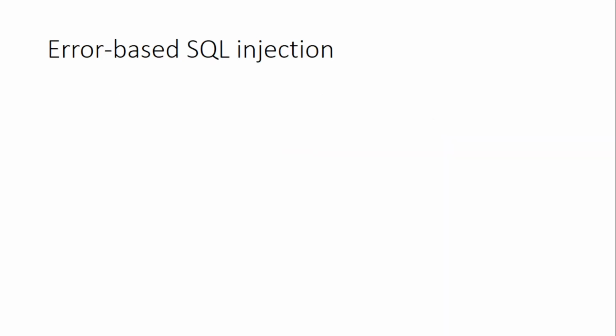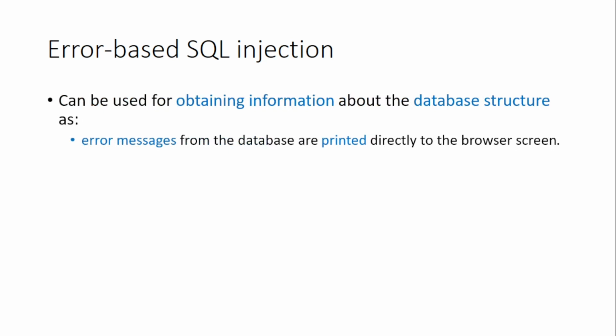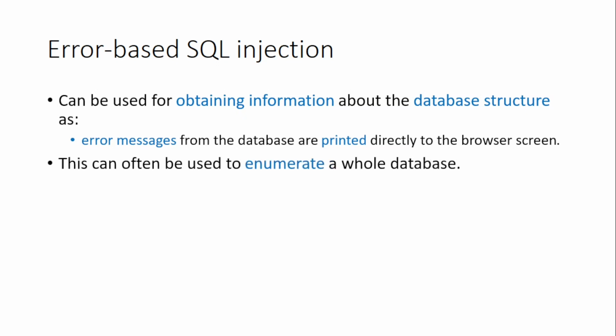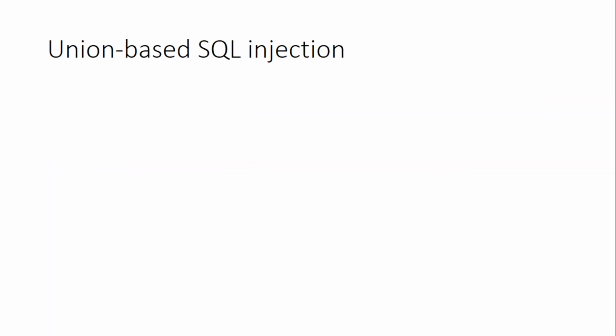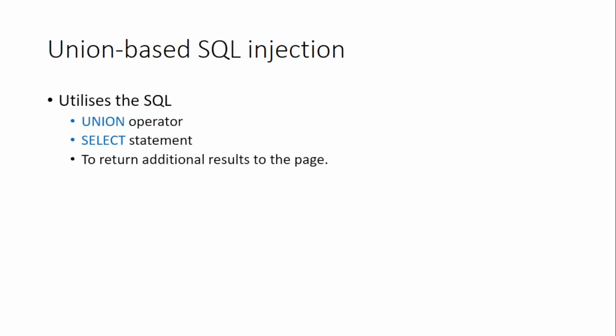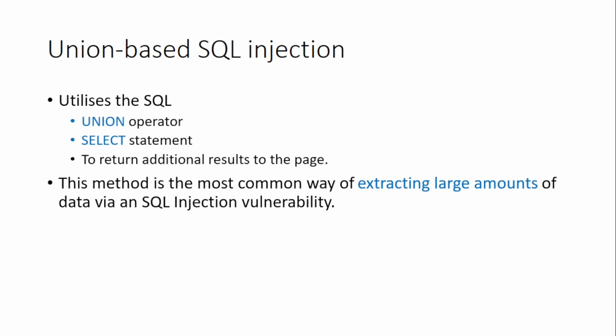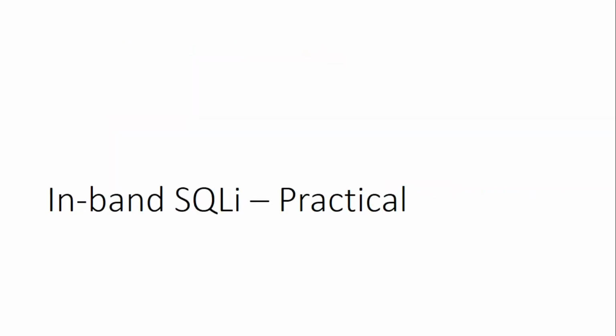An error-based SQL injection can be used for obtaining information about the database structure, as error messages from the database are printed directly to the browser screen. This can often be used to enumerate a whole database. Union-based SQL injection utilizes the SQL union operator with a select statement to return additional results to the page. This method is the most common way of extracting large amounts of data via an SQL injection vulnerability. We're going to practice some in-band SQL injection.